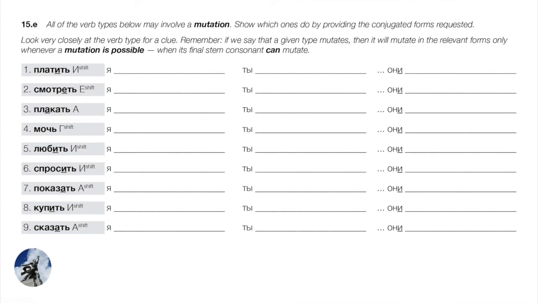What about смотреть? That's an E verb we've just learned. That means it's going to mutate in the я form if possible. Is a mutation possible here? No, we have т—right? It can't mutate, so it doesn't. So we get я смотрю. Now shifting stress: ты смотришь, они смотрят.